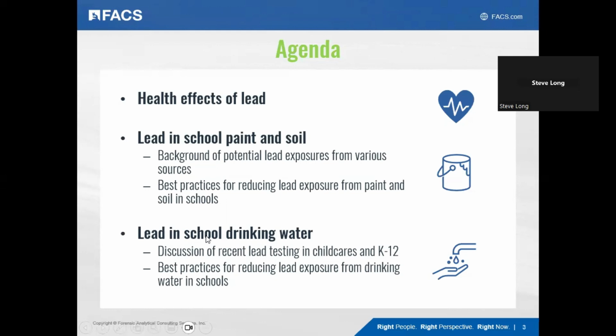So we'll start with our agenda for the session. The first element will be some background information on health effects of lead. Then we'll get into lead in school paint and soil, starting with background of sources of lead exposure and also best practices for reducing lead exposure from paint and soil. Lydia will present the second session, which is lead in school drinking water. She'll discuss results of recent testing and also best practices for reducing lead exposure from drinking water.